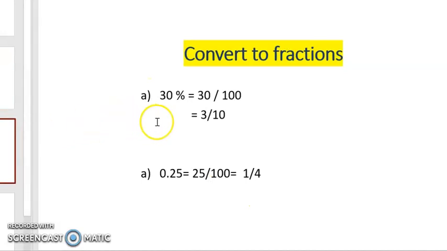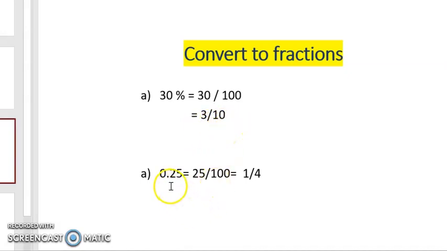Now, if the problem is convert to fractions, how do you do that? Now, 30%, you already know 30% can be written as 30 by 100. Now, 30 by 100 can be simplified further. How can you simplify it? 30 by 100, the 0 can get cancelled from the numerator and the denominator, and you're left with 3 by 10. Can it be simplified further? No. So your answer is 3 by 10.